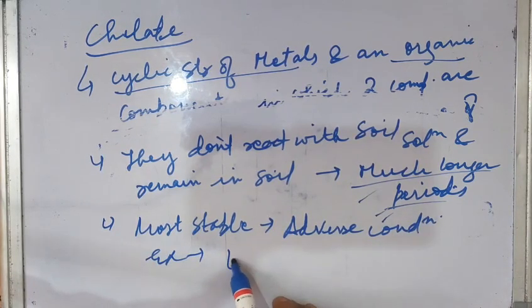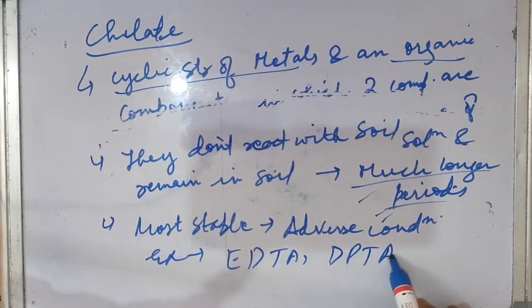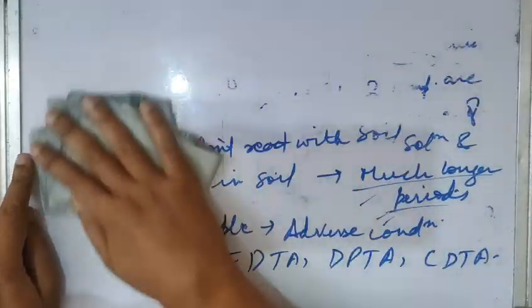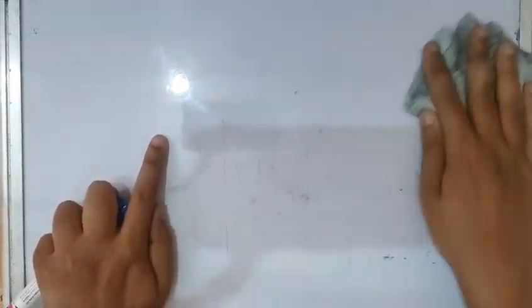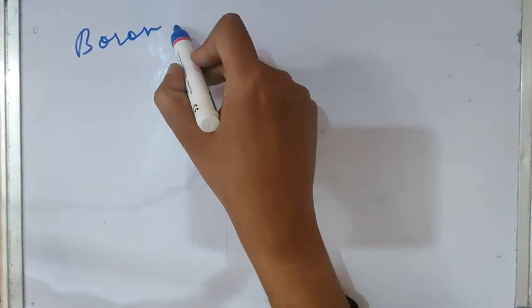Examples of chelates are EDTA, DTPA, CDTA. These are some common chelates. So hope you all understand what chelates are. Now moving on to what boron carriers are. Many times a difference can be asked, many times explaining both terms can be asked.